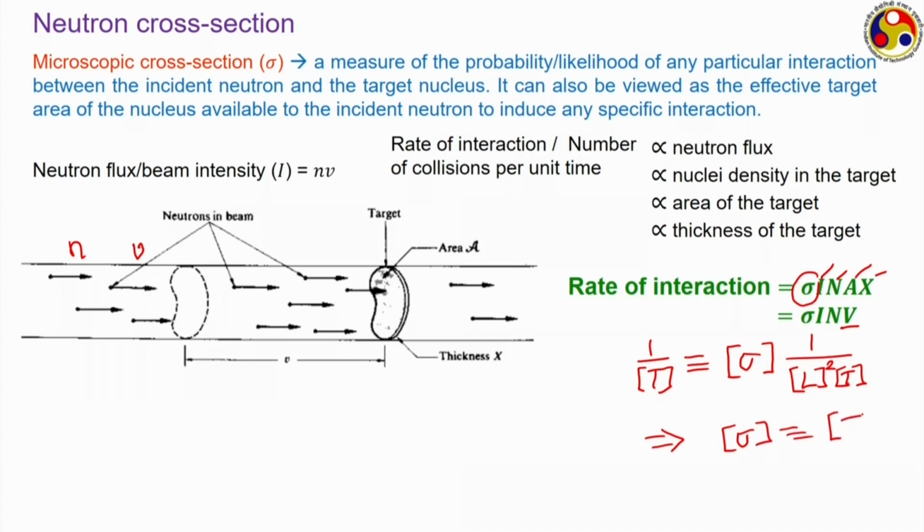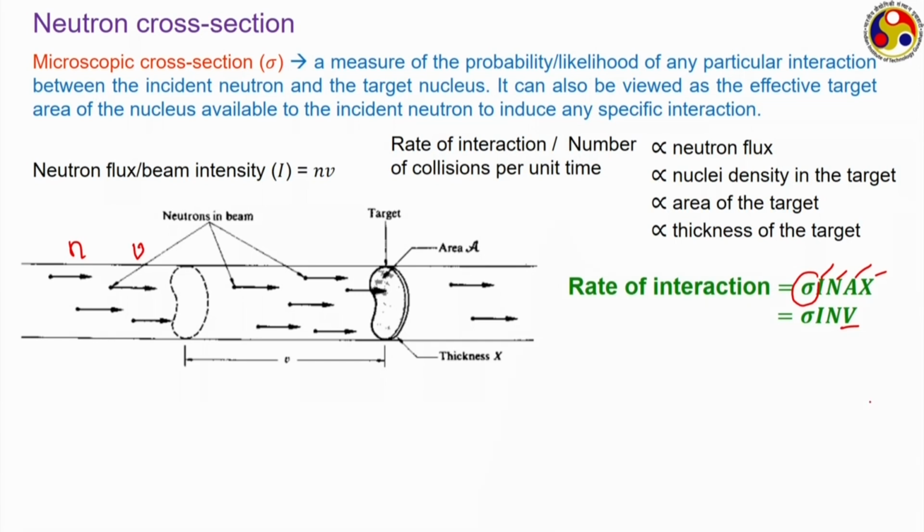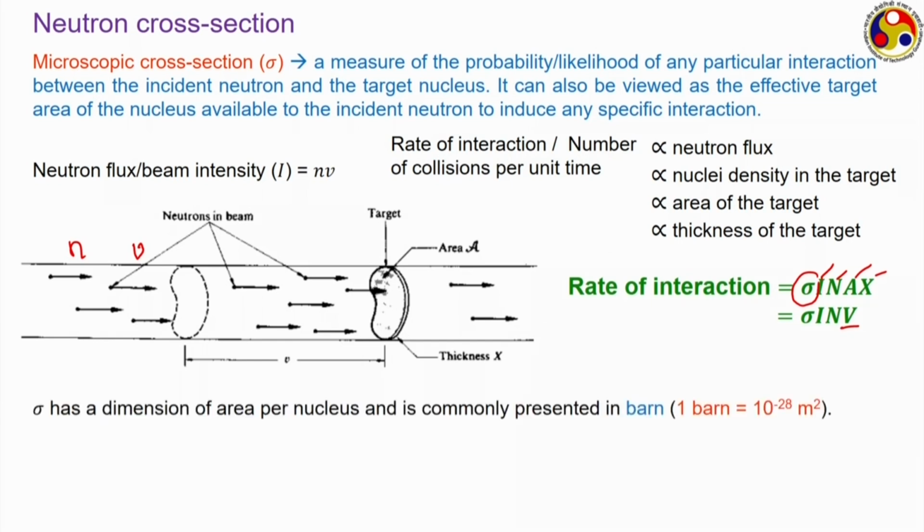So, accordingly the dimension of sigma, what should it be? It has to be length square only. That means the microscopic cross section has a dimension of area only, and that is actually the reason we call it a cross section, because commonly the term cross section refers to the area. So, its dimension is also area per unit nucleus, and commonly it is represented by something called Barn, where 1 Barn is 10 to the power minus 28 meter square. Barn is generally a very very small unit.